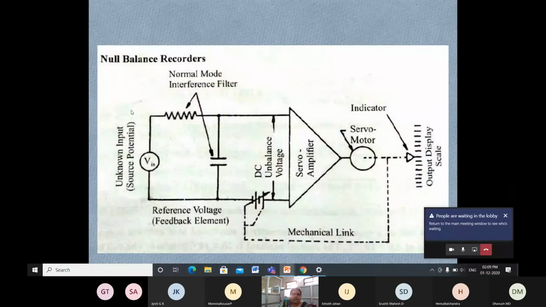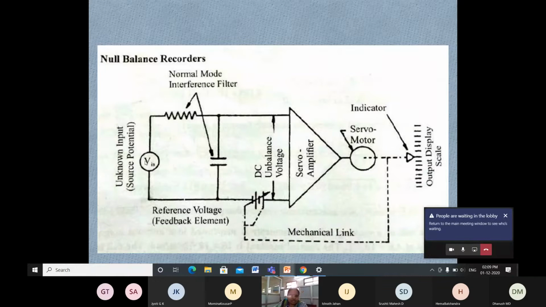Next, null balance recorders. How do you write the same thing? Write what null type is, a small piece of information, and then draw the diagram. Here also, draw the diagram and go on explaining the theory part. What does it consist of? It consists of the unknown input, which we have to measure at the output side.